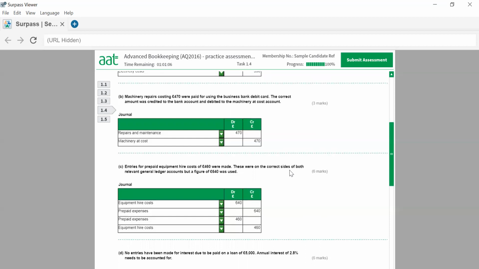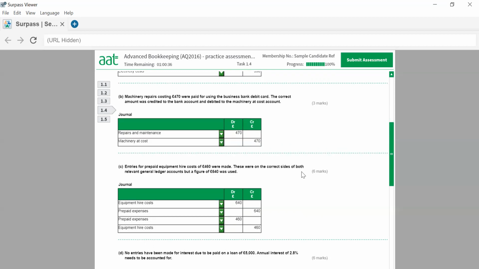So they were on the correct side of both the relevant general ledger accounts, but the figure was 640. So what they've done is they've debited the equipment costs for 460, but they've also credited the prepaid expenses for 640, haven't they? That's what they've done. Okay, I'll say that again.